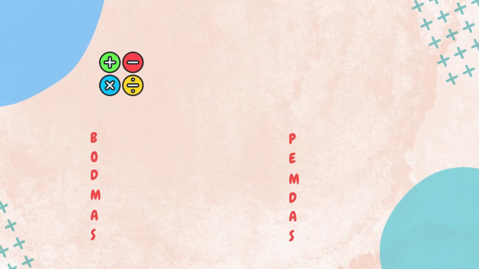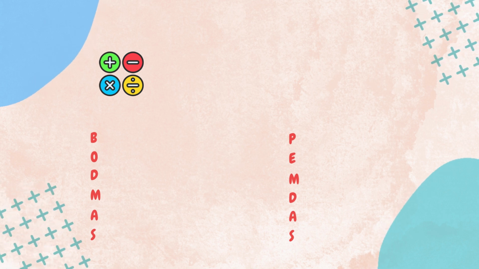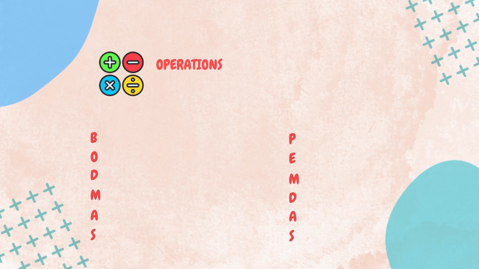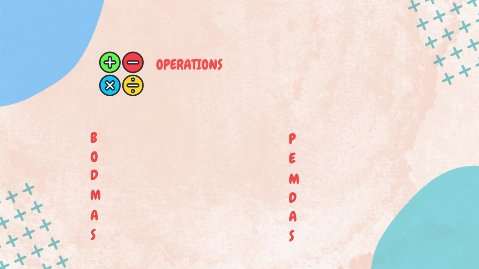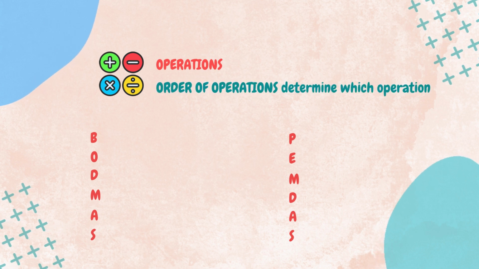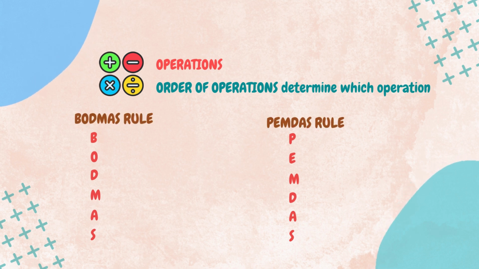Addition, subtraction, multiplication, and division are called operations. If a problem has more than one operation, the order of operations determines which operation should be performed first and which one should follow. To easily remember the order of operations, the BODMAS rule or PEMDAS rule is used.